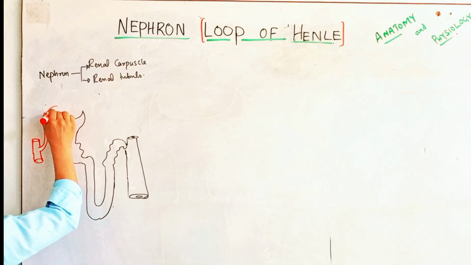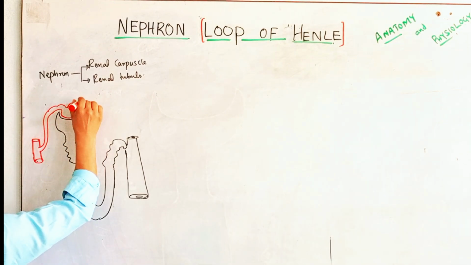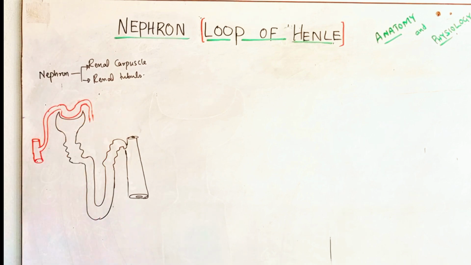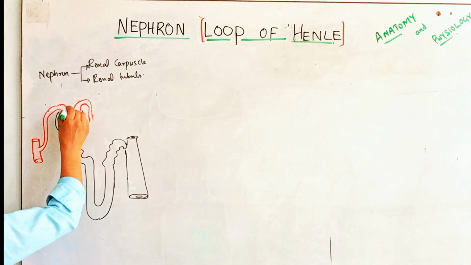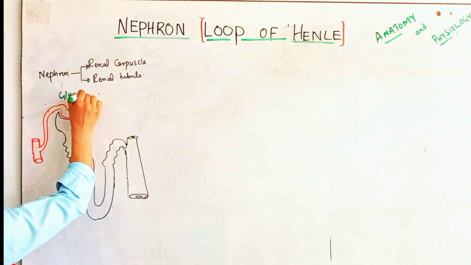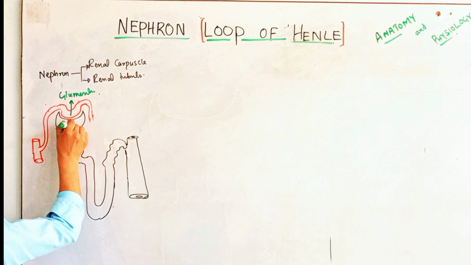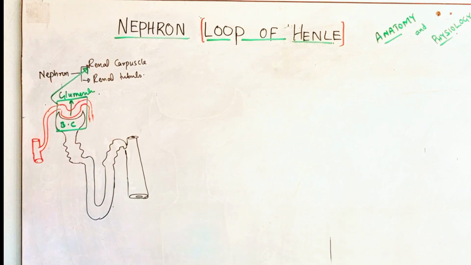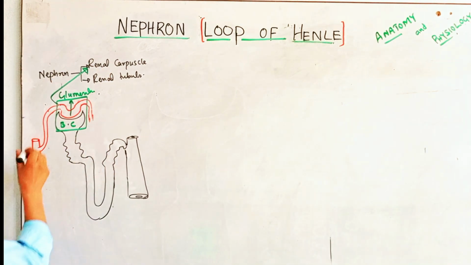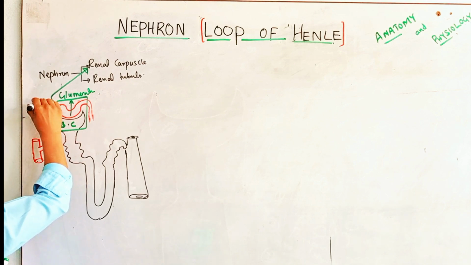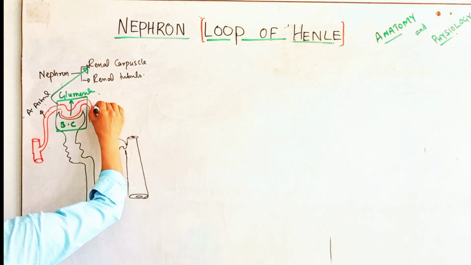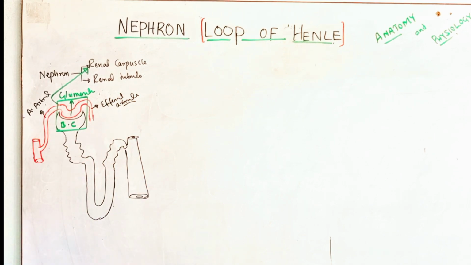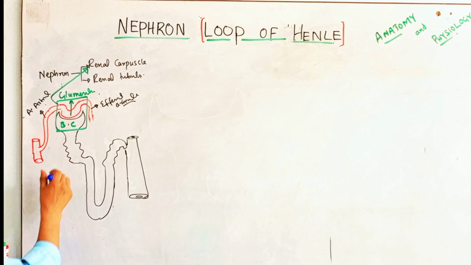afferent arteriole. This is the glomerulus, and this is the efferent artery. Right? The glomerulus, this is glomerulus and Bowman's capsule. This part is called renal corpuscle. This is basically afferent arteriole, and this is efferent arteriole. Right? This we have discussed yesterday.